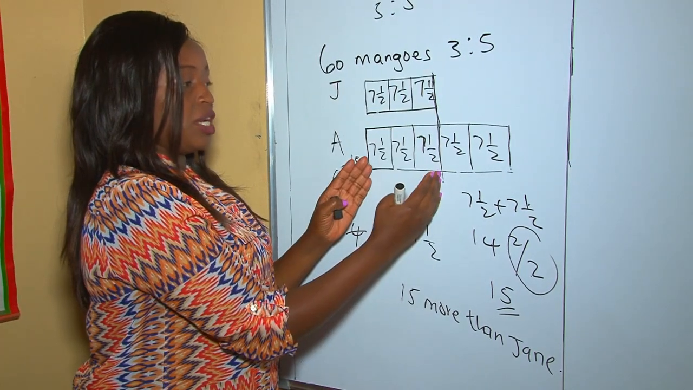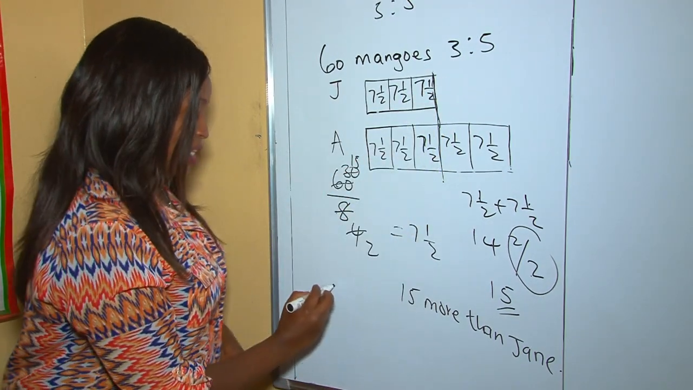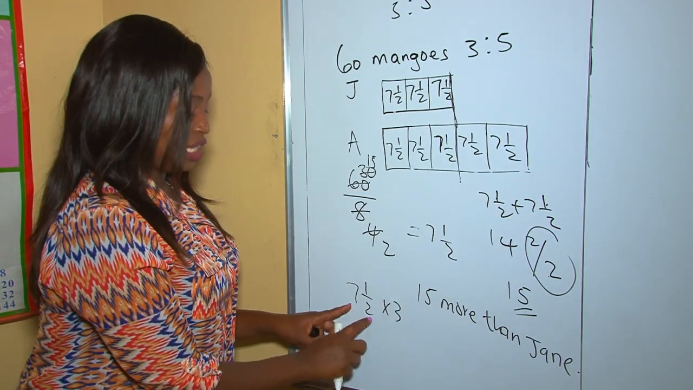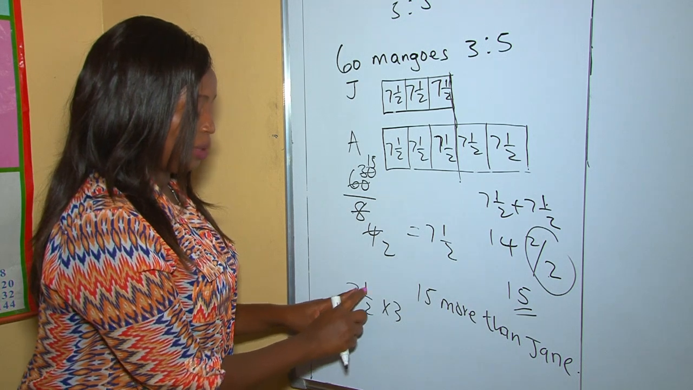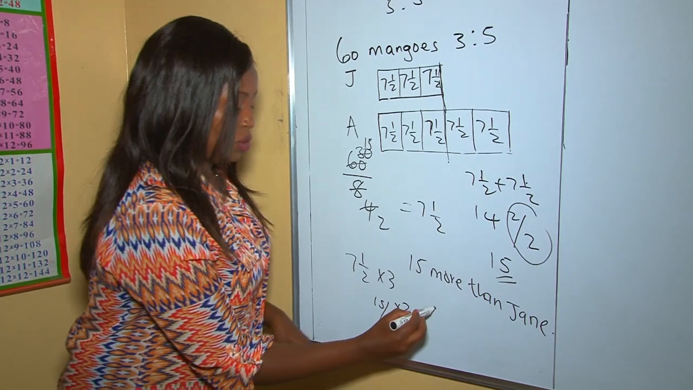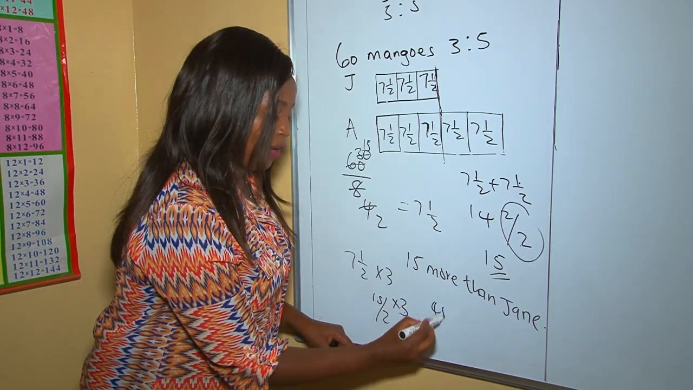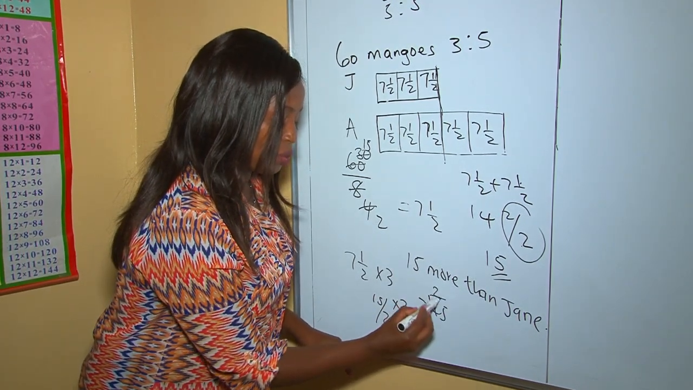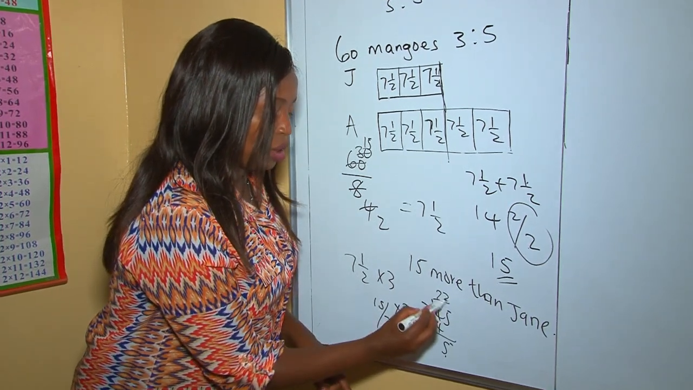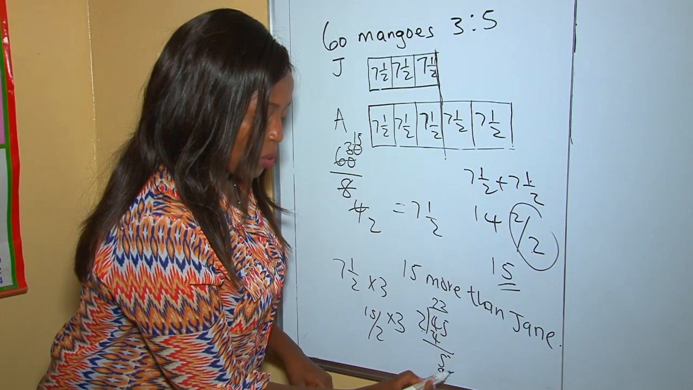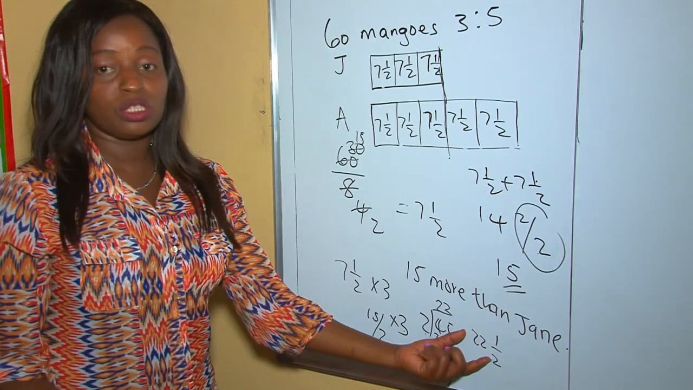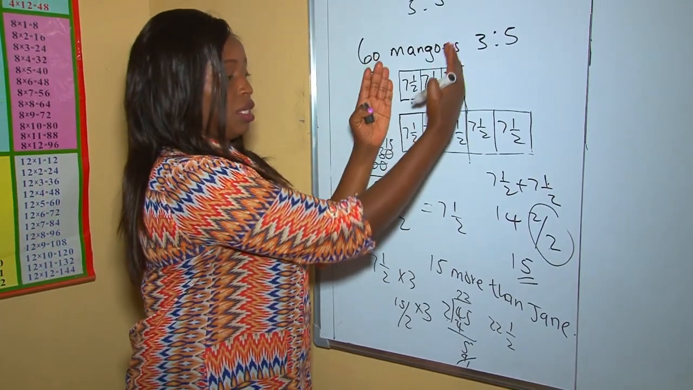If they were to get equally, they would have gotten 7.5 times 3. When I change to improper fraction, 7 times 2 is 14, 14 plus 1 is 15 over 2, times 3, which is 15 times 3, it's 45. Divide by 2: 4 divided by 2 is 2, we drop 5, 5 divided by 2 is 2 with remainder 1, which is 22.5. So this 22.5 is up to here.